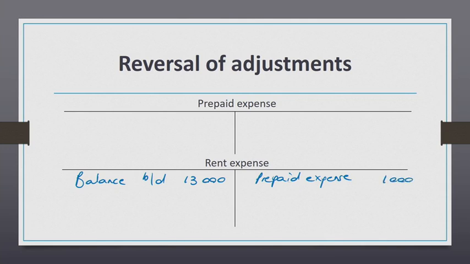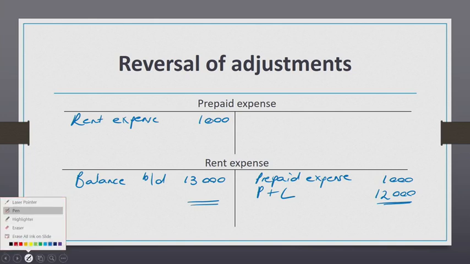1,000. So we will close off to the profit and loss 12,000, which is now our correct expense for rent, 12,000. Prepaid expense will be debited at the end of the year with rent expense. This will be a current asset, 1,000 rand. That will be shown on the statement of financial position under current assets.